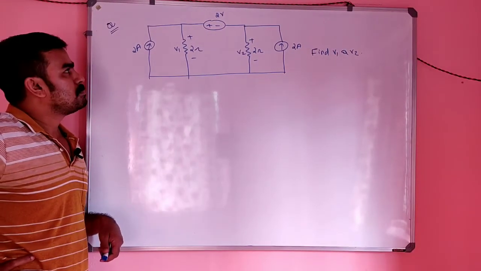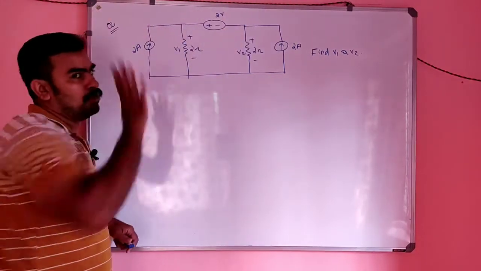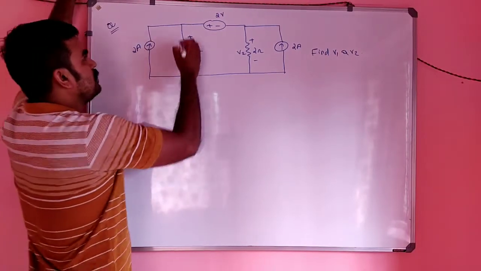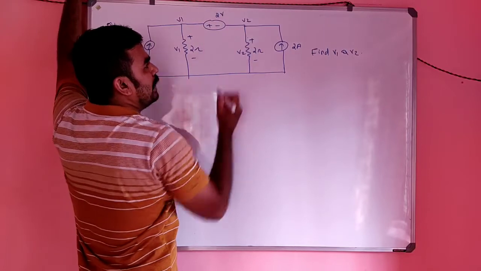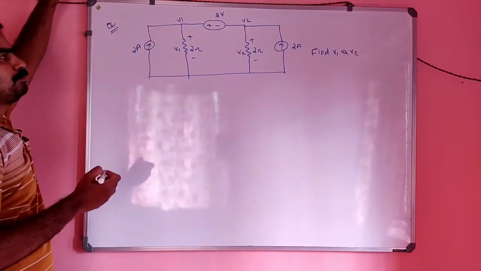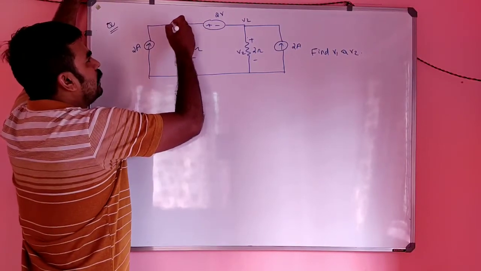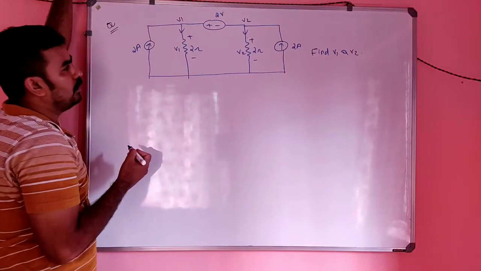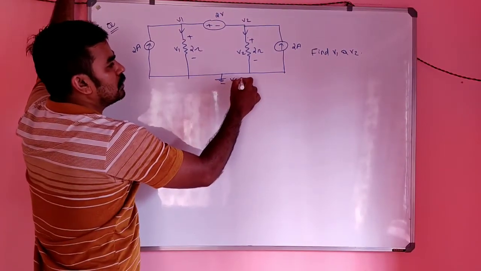See, this is also a node, this is also a node, this is also a node. So let's mark the first node. If it is V1, this point is V1. If it is V2, this point is V2, right? And you can arbitrarily assume some current direction, no issues there. So it will be like this. And this will be the reference node, V equal to 0.